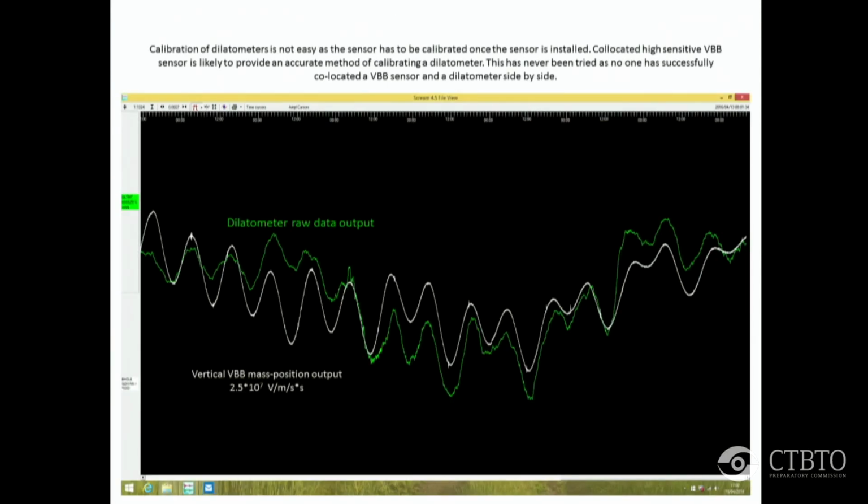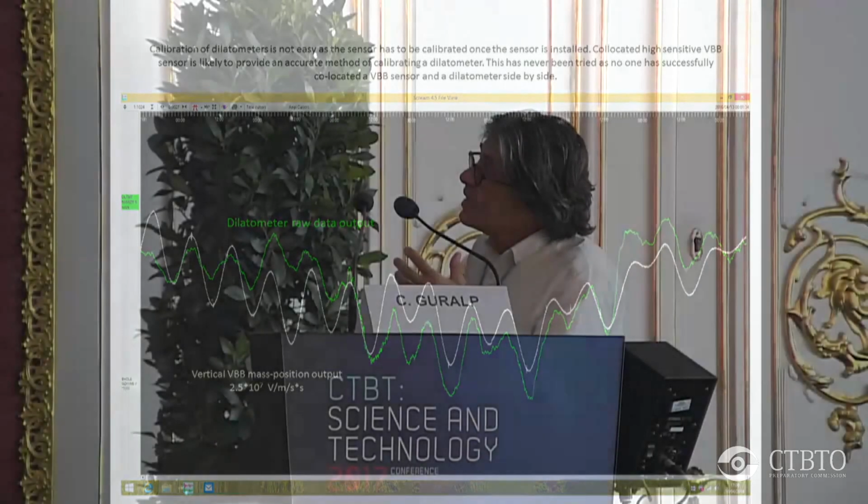And in this case, I think this was maybe a couple of days later, you can see an expanded version of the similar output. This is the vertical mass position, and the green is the dilatometer, literally raw output, DC coupled, sampled at 1 sample per second. I don't know much about the mathematics of this, but it appears as if, even though it's a horizontally organized instrument, the mass position from the vertical seems to correspond very well to the dilatometer output.